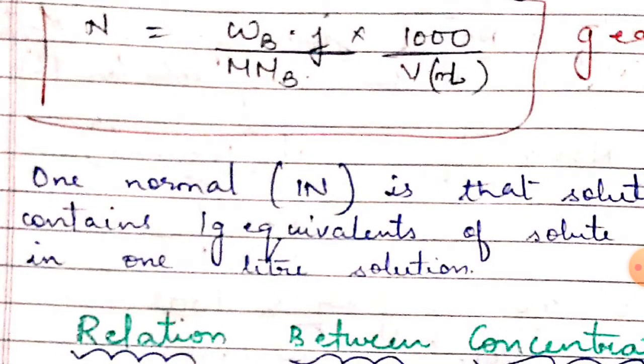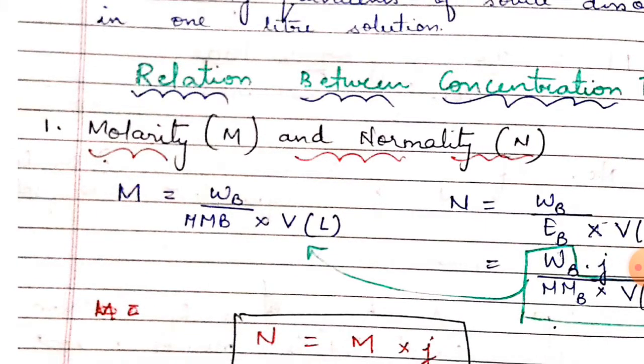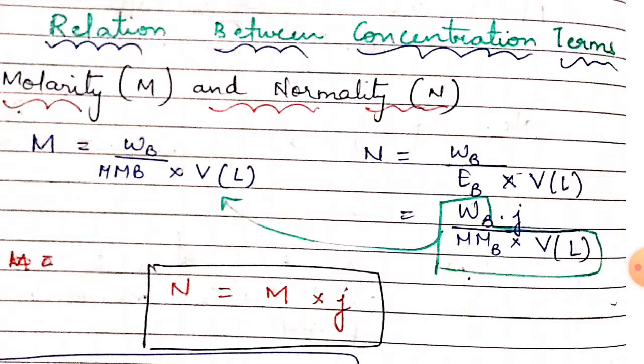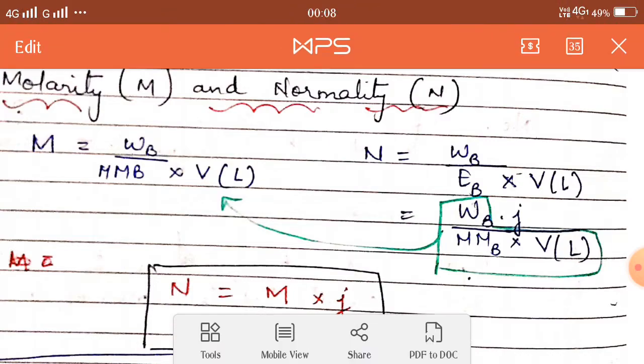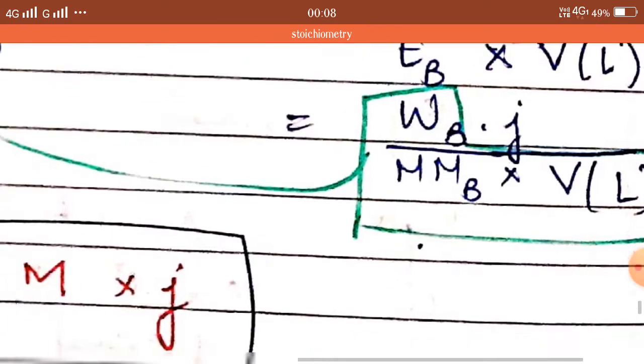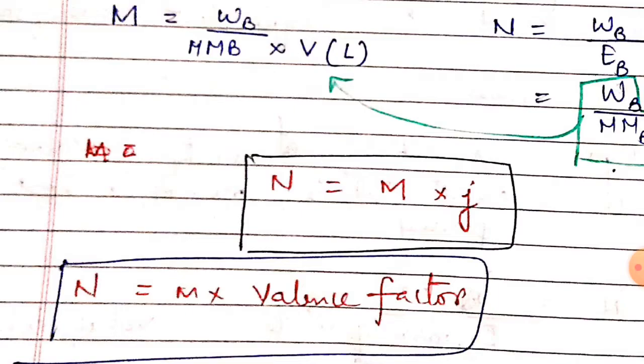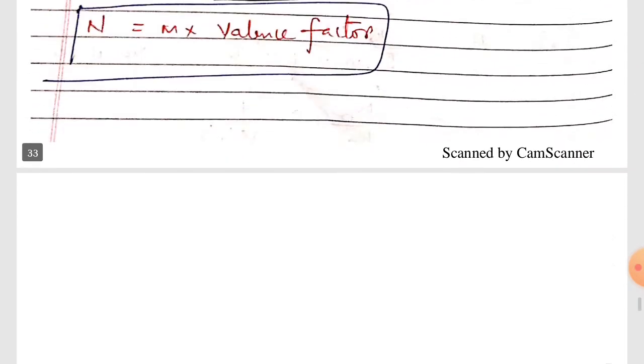So this is normality. In normality and molarity there is a connection, there is a relation. Molarity is number of moles of solute in 1 liter, so WB upon MMB into V, and normality is number of gram equivalents in 1 liter, so WB upon equivalent weight into volume. So you can see equivalent weight is molecular weight into J, so J comes in. Now this part is equal to molarity, so normality is molarity into J, that is the valence factor. Now how do we get that valence factor and what is equivalent mass? Now we will discuss that.